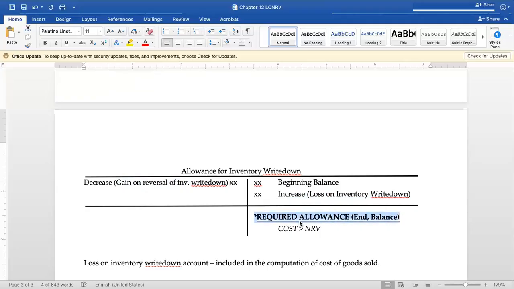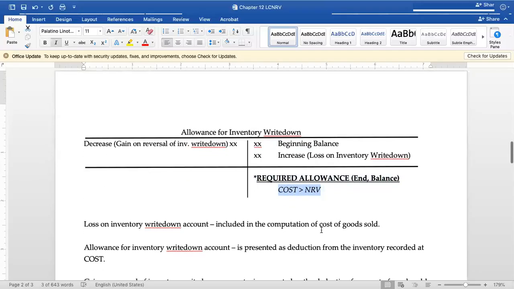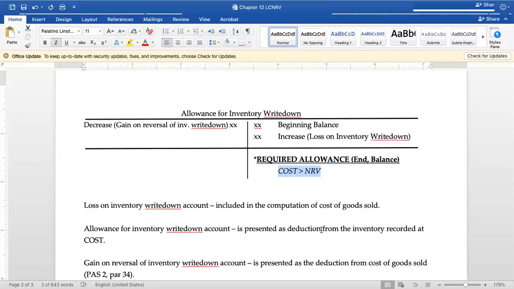So to compute the required allowance or ending balance, for the first year and even the succeeding years, you just need to compare the cost to the net realizable value. Again, there is a loss if the cost is greater than the net realizable value. So how are we going to classify the loss on inventory write-down account? The loss on inventory write-down account is included in the computation of cost of goods sold. Therefore, we add it to the computation of cost of goods sold.